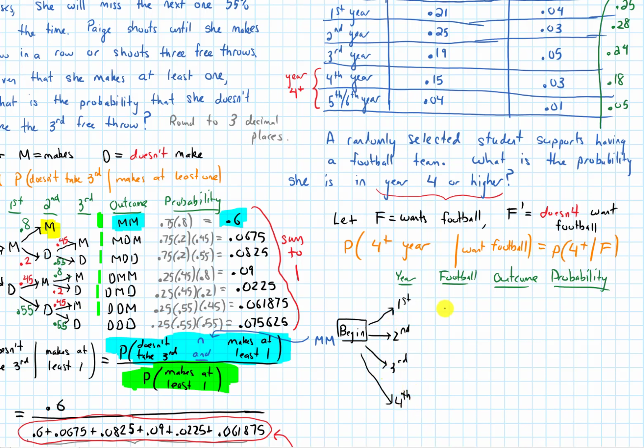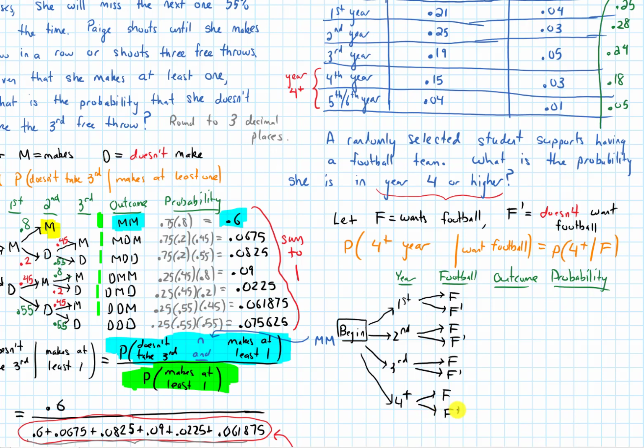And then from each of those, either they will want football, which is F, or not support having a football team, which is F complement. So we'll draw that from each of these, F and F complement. Here as well, F and F complement, even from the fourth. Whoops, this last one I should have written 4 plus, because I'm considering year 4 and higher cumulatively. So this one as well, I'm going to draw F and F complement.